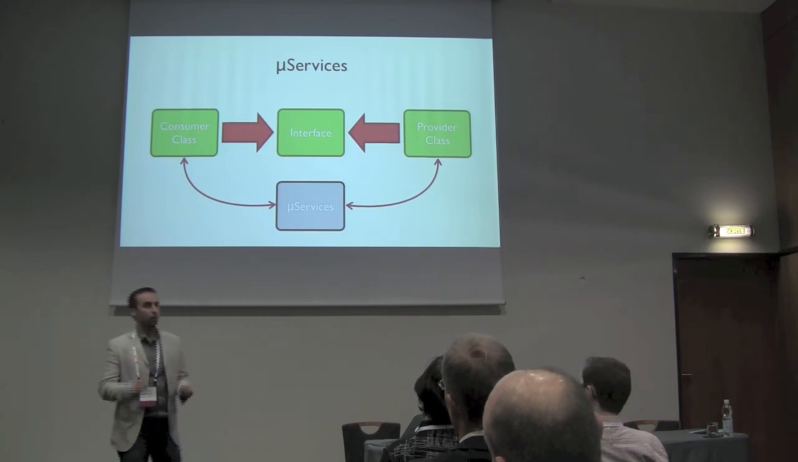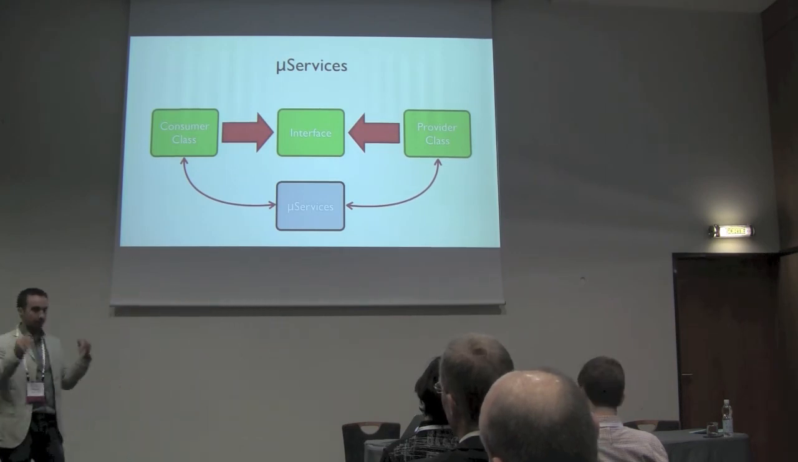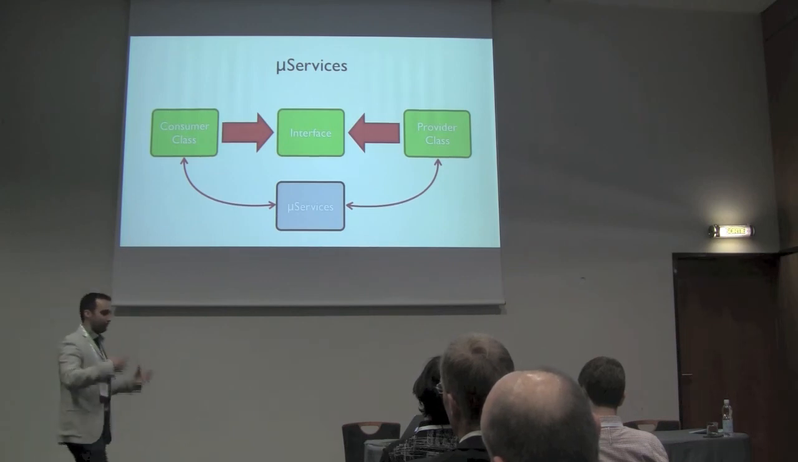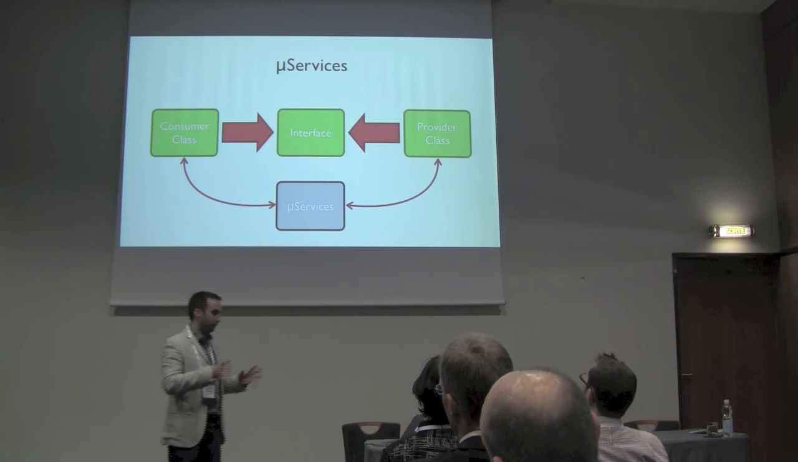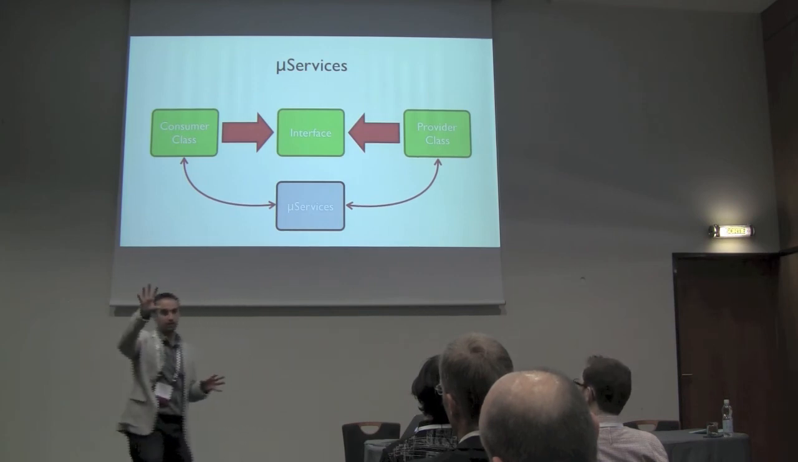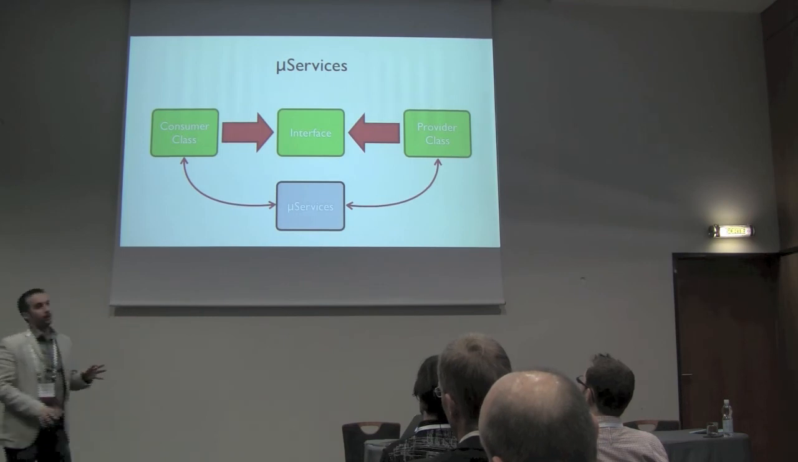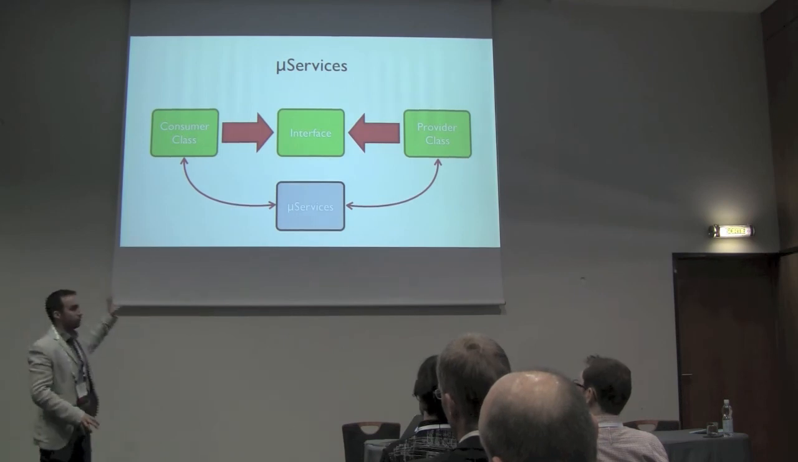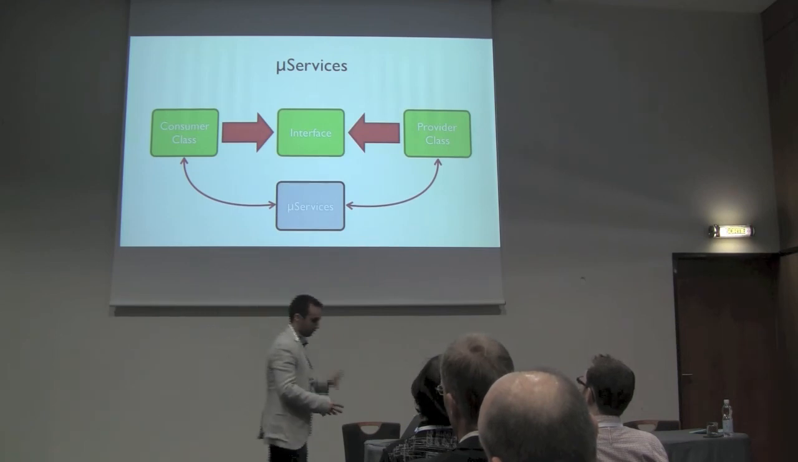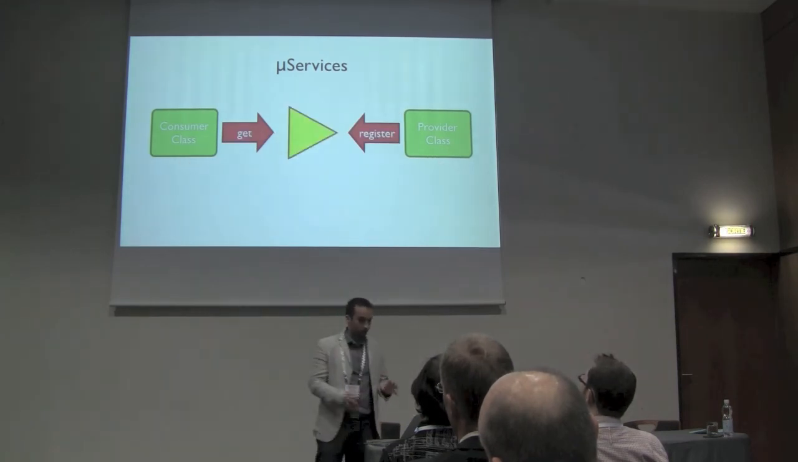OSGi provides microservices, which is a service layer that lets you do the same thing as with dependency injection, but leaves the control of the instantiation to the provider, and leaves the definition of the context to retrieve the provider in the consumer. How does it work?